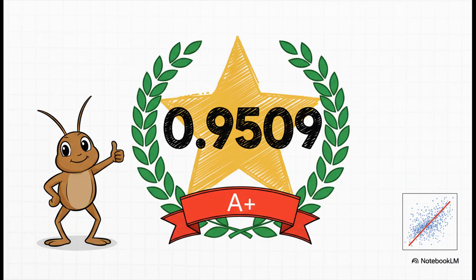So, drumroll please, what grade did our cricket model get? It got an R value of 0.9509. Wow. That is incredibly close to 1. It confirms what we saw with our eyes. The connection between cricket chirps and temperature is a real and very, very strong pattern. Our model is fantastic, as long as we respect its limits, of course.